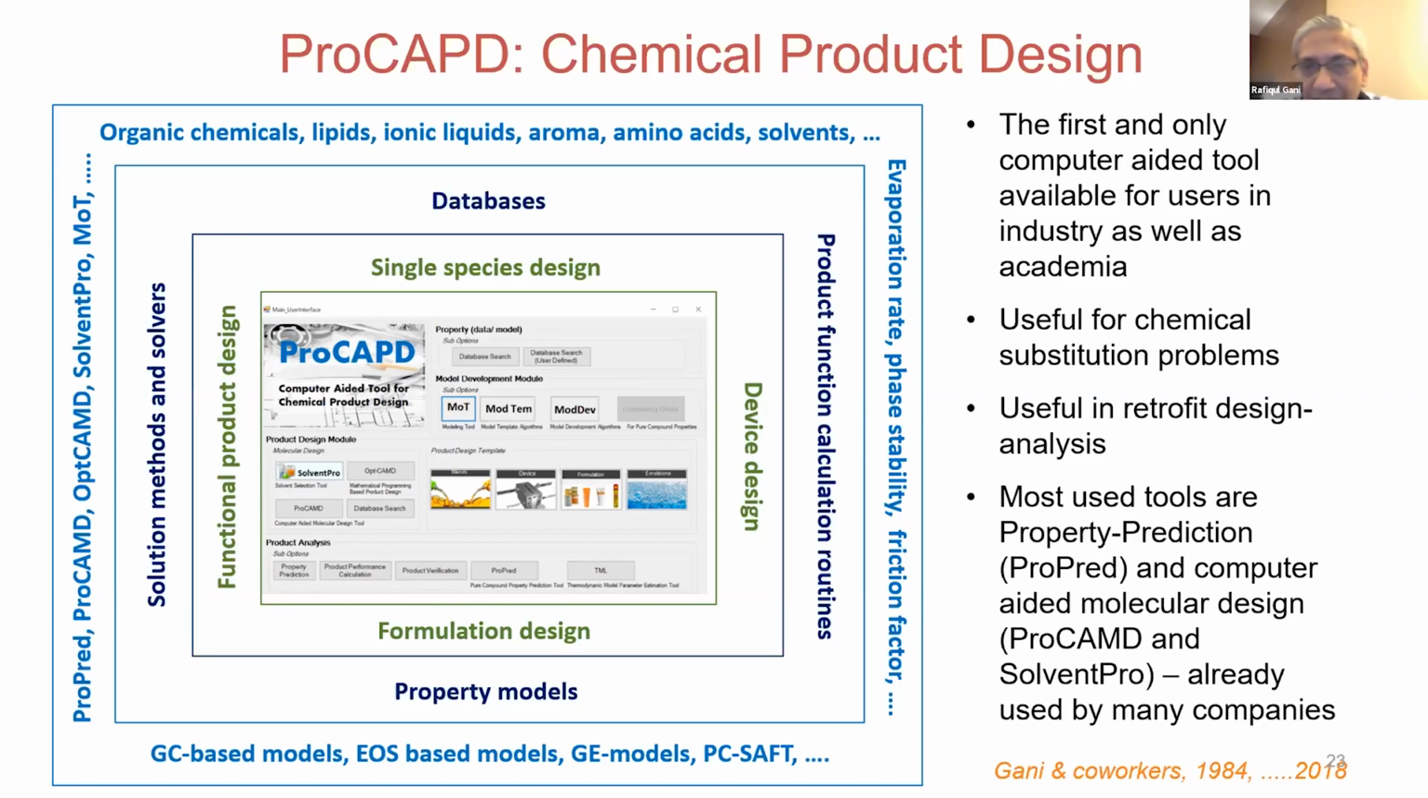And then on the right-hand side, you see evaporation rate, phase stability, friction factor. These are specific product function related, performance related calculations that also need to be done when experiments also can be done.